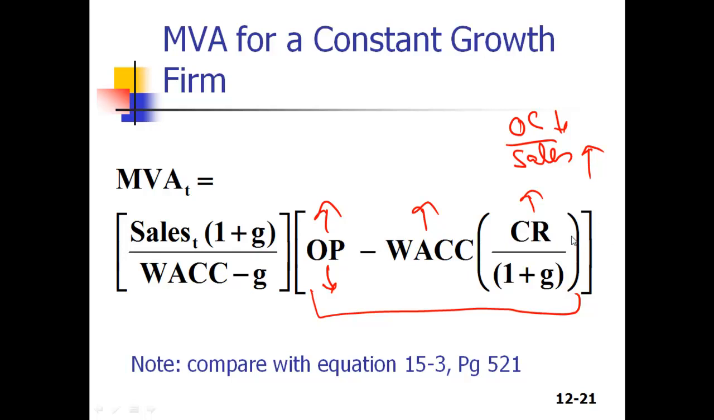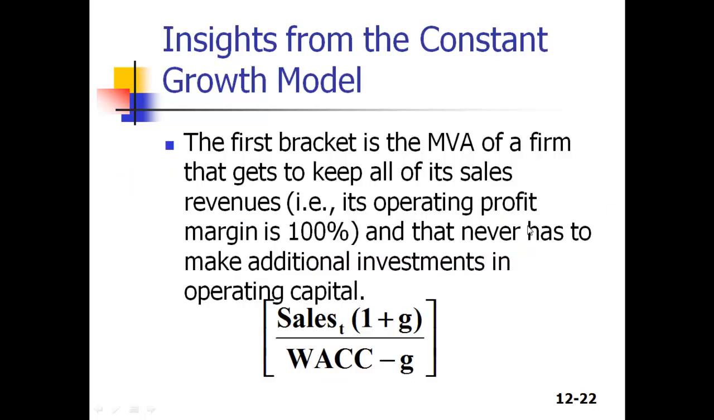If you can increase your efficiency by either decreasing WACC, which is a little hard to do, but more importantly by decreasing this ratio, that's also an efficient thing to do. So hopefully that made sense.